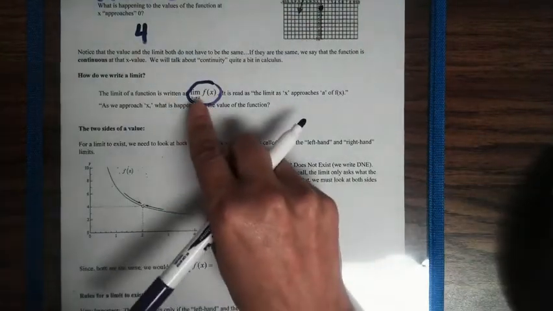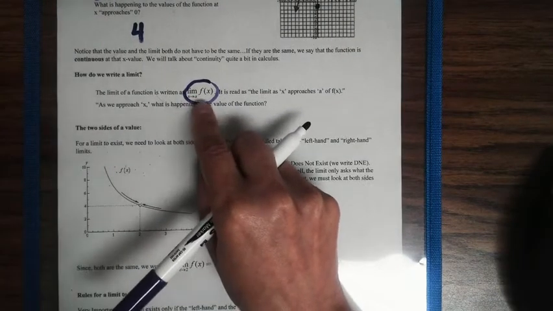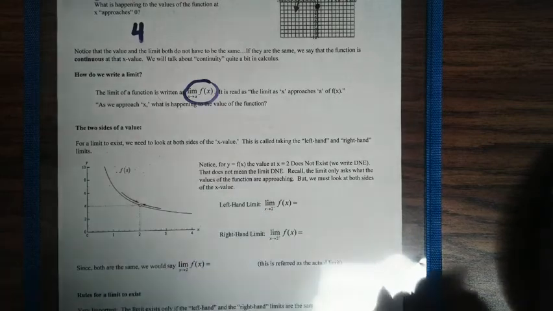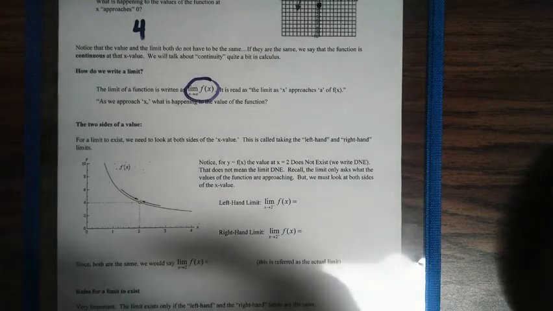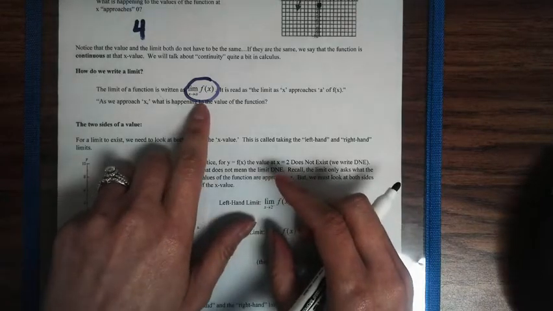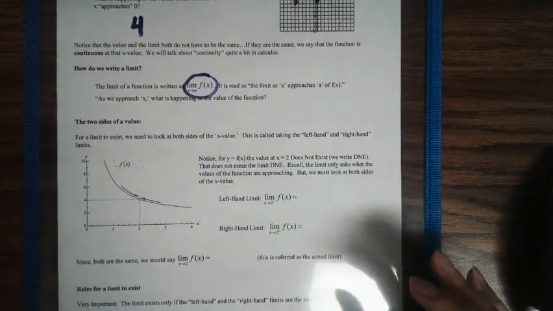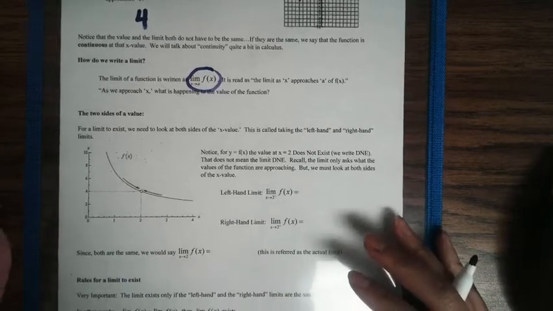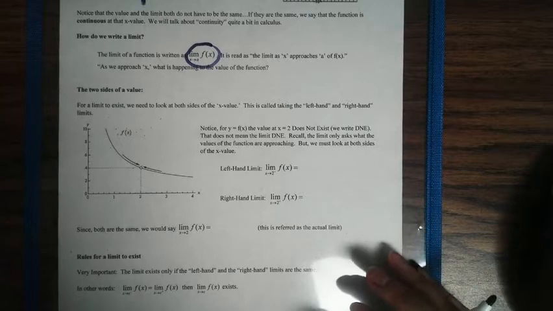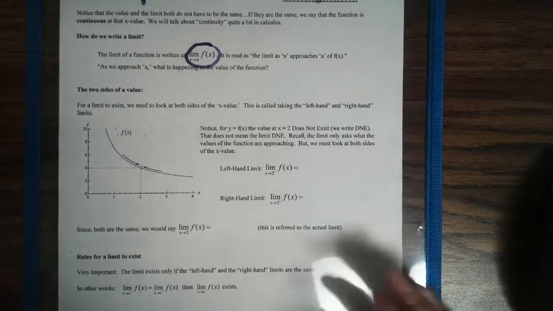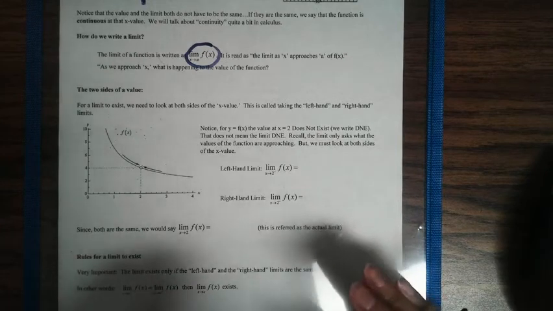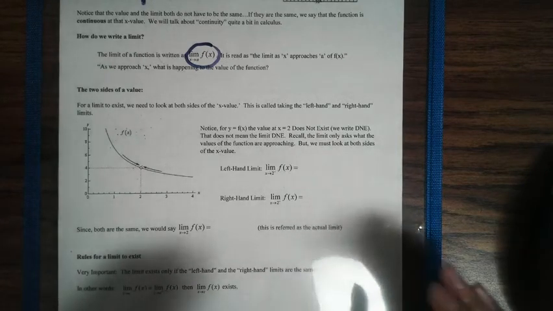Specifically, you have the limit as x approaches a of f of x. As we approach x, what is happening to the value of the function? That's the main question. That's what you are reading when you're reading something like this. So when you have two sides of a value, for a limit to exist, we need to look at both sides of this value. This is called talking about the left-hand limit and the right-hand limit.